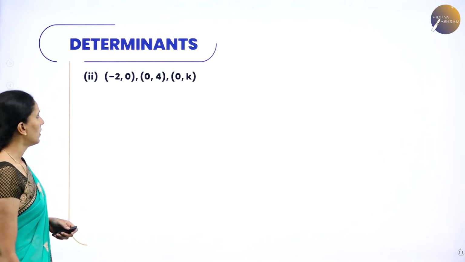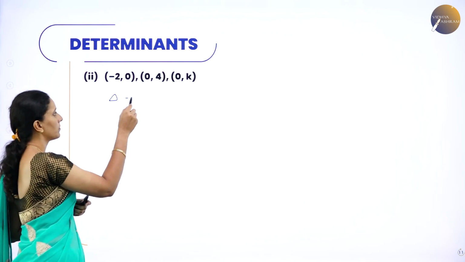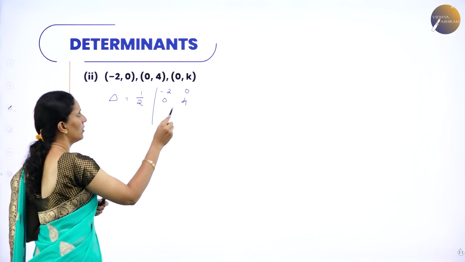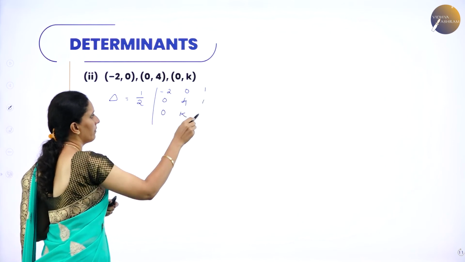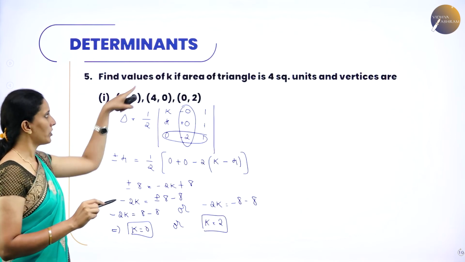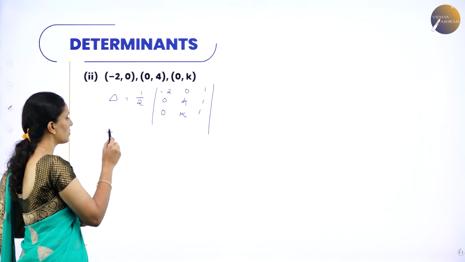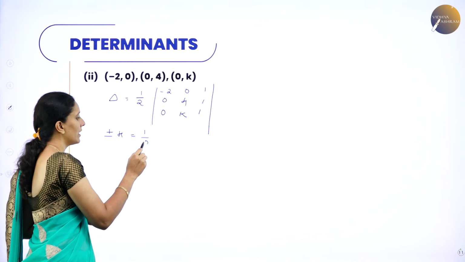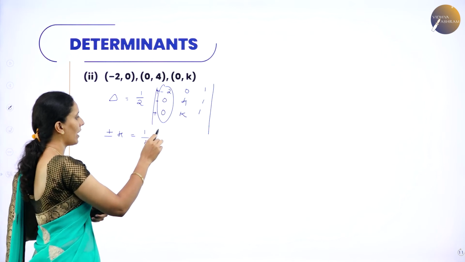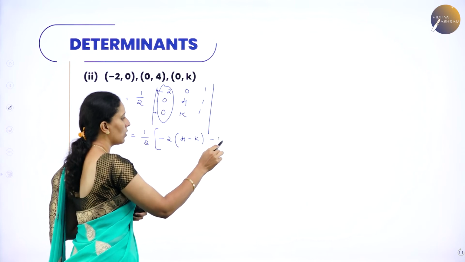Next, (minus 2, 0), (0, 4), (0, K). So, delta is equal to 1 by 2 times the determinant minus 2, 0, 1; 0, 4, 1; 0, K, 1, and the area of the triangle is 4 only, because we have two sub-questions for the same question, that is, the area of a triangle is 4 square units. So, therefore, here also it is plus or minus 4, half, expand with this column. Then it is plus minus plus. So, clearly we can write the first one as minus 2 into (4 minus K) and the remaining are 0 and 0.